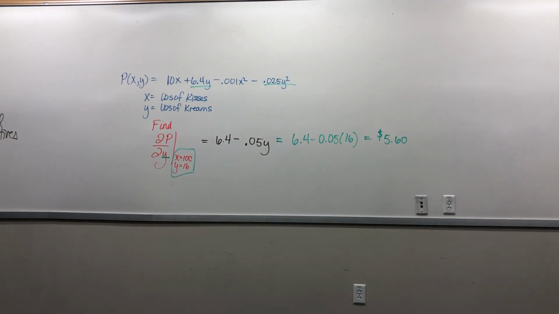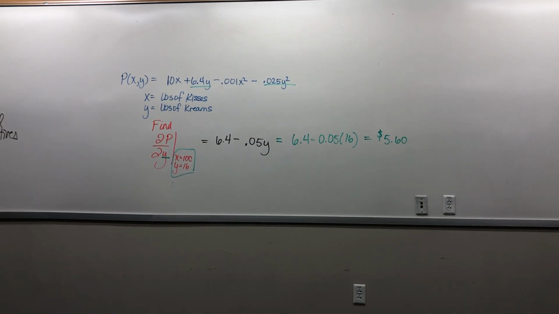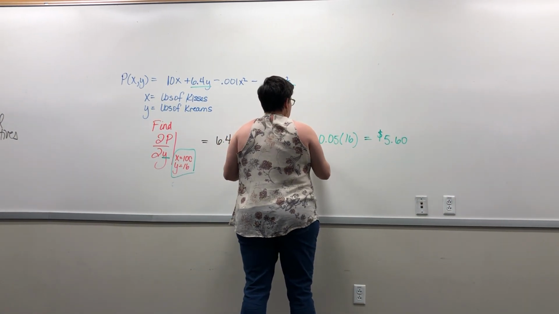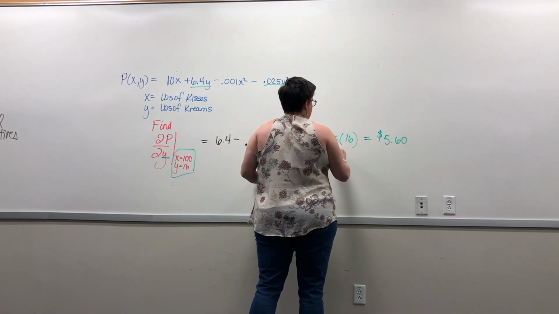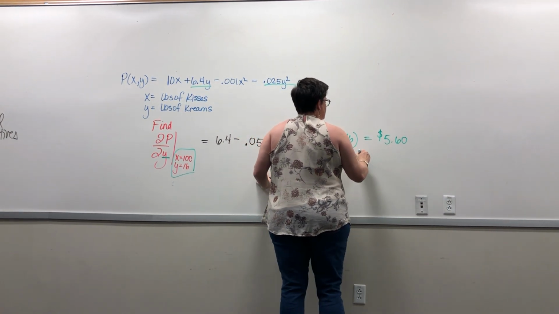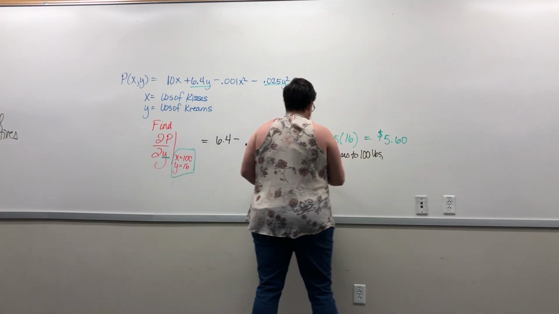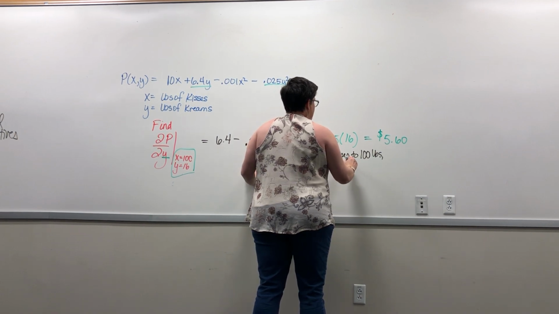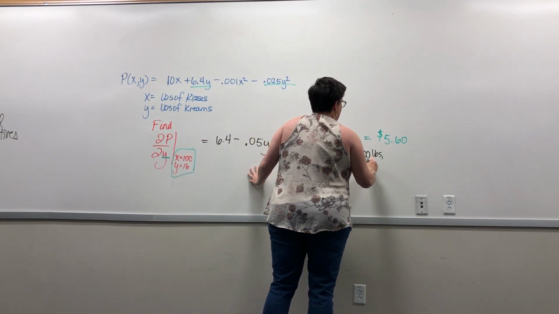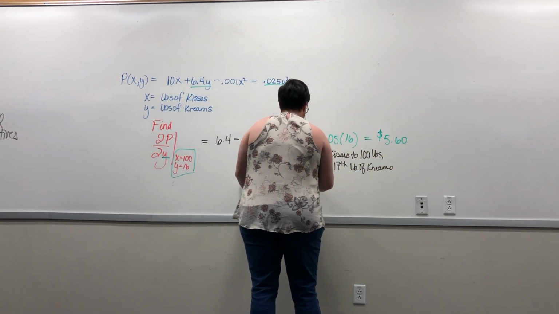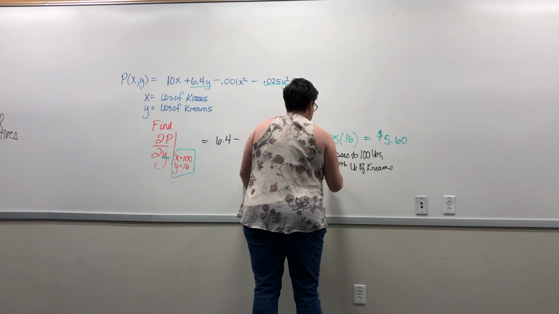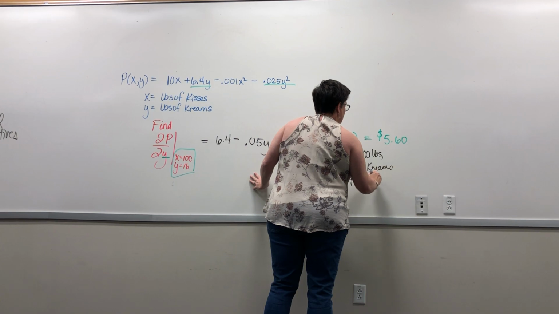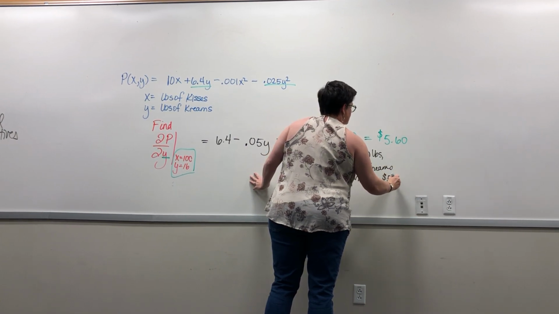So how do we interpret this? That's how much it's gonna change when we increase the pound of creams. Yes, holding kisses to 100 pounds and adding a 17th pound. It's specifically a 17th pound of creams that will increase our profit by $5.60.